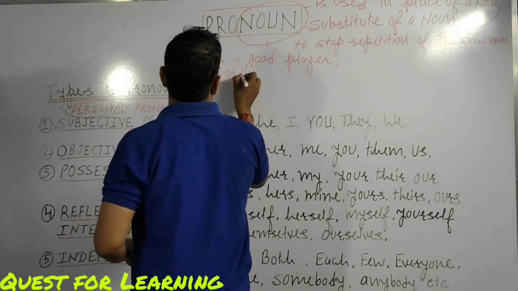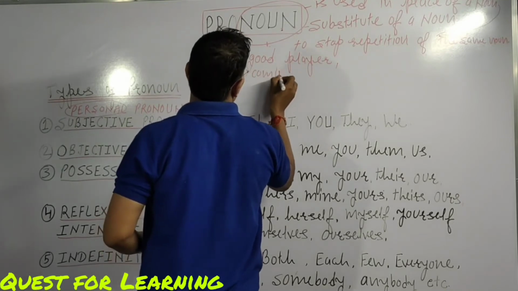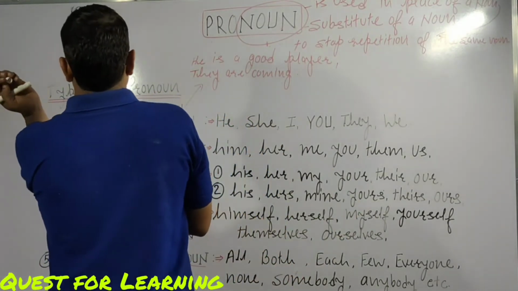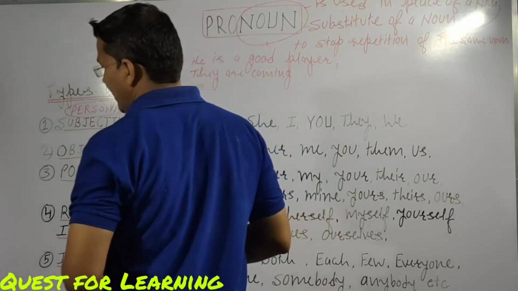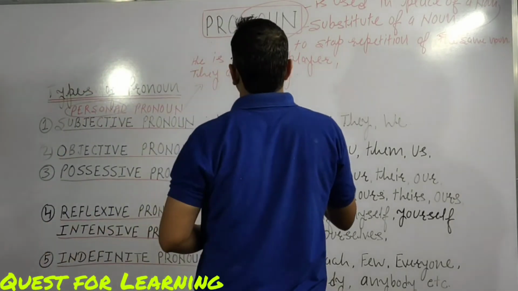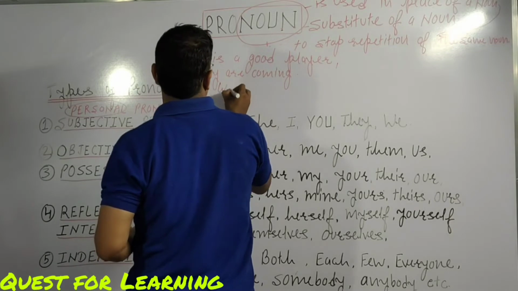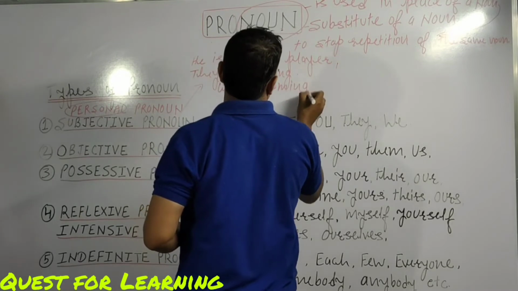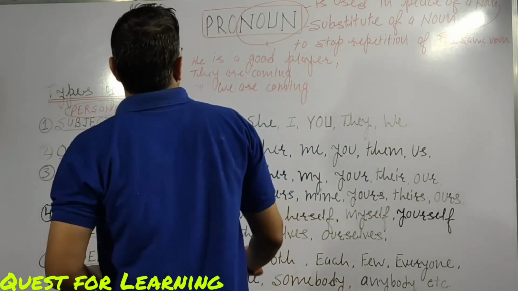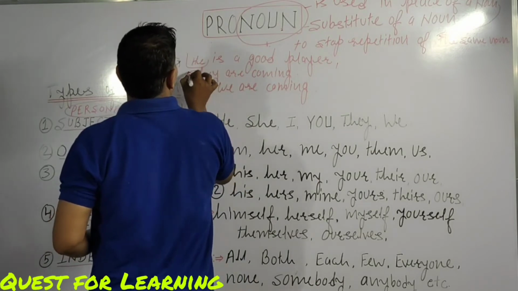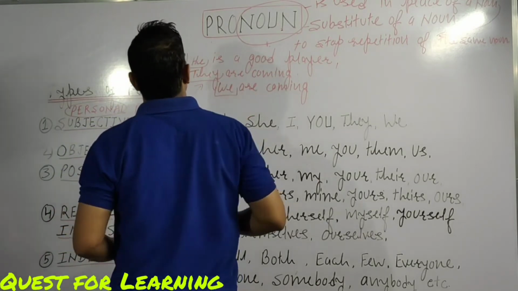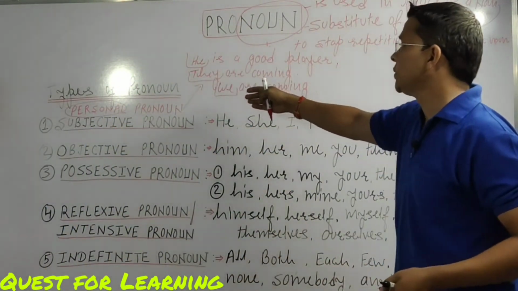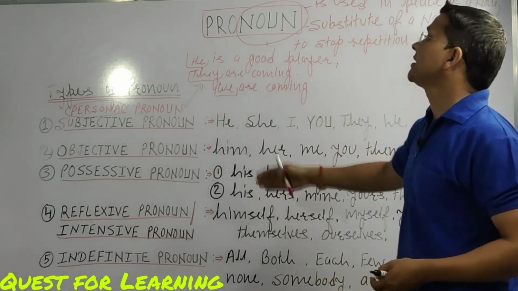They are coming. They are coming. If I write, okay, the next, he is a good player, they are coming, we are coming. So he, they, we, they are subjective pronouns. We have used these words as subjective pronouns.